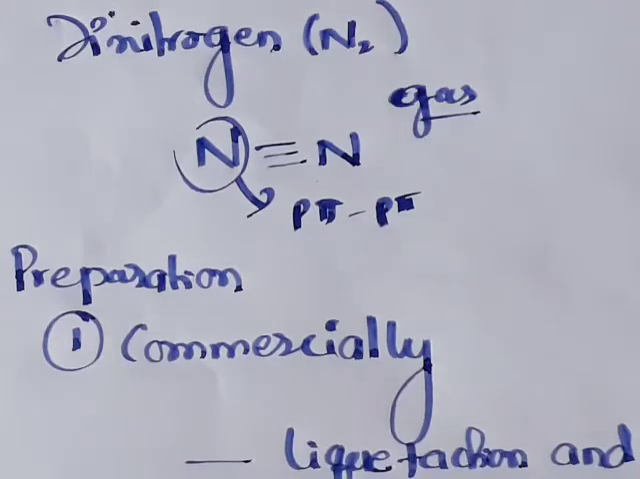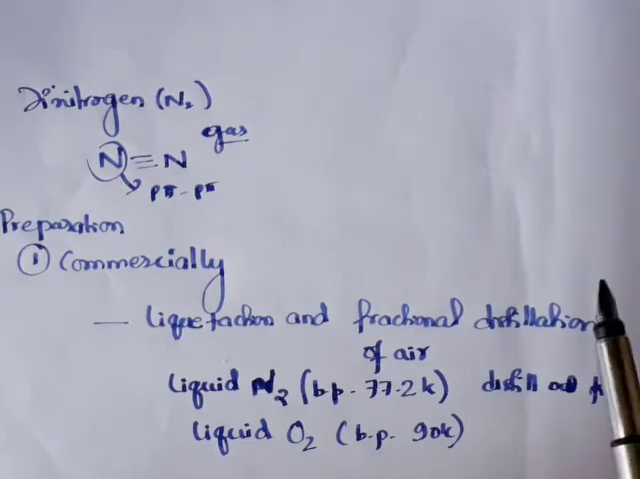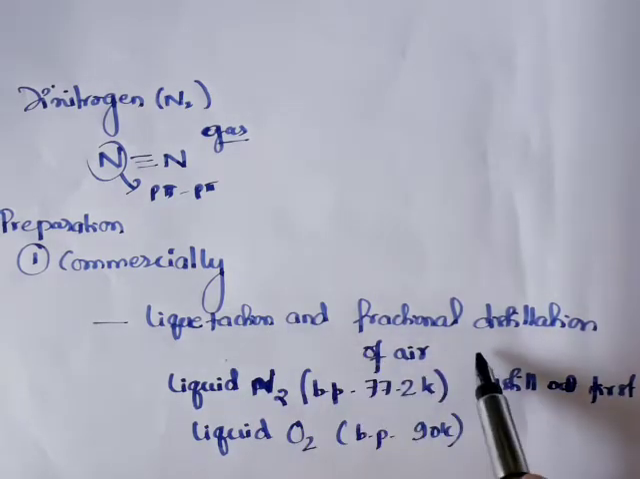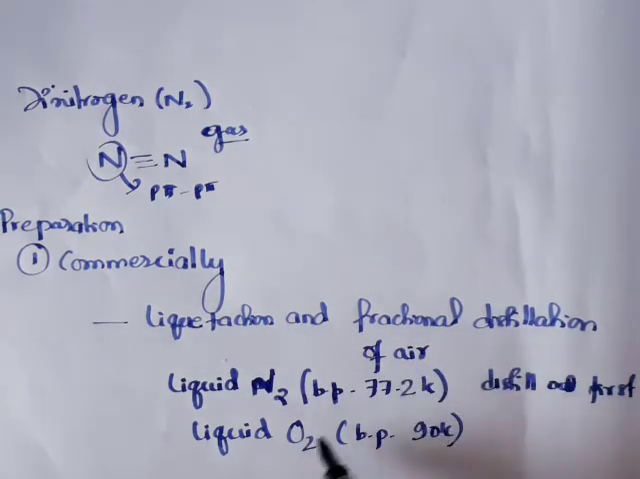Okay, now next we are going to discuss the preparation of nitrogen. Nitrogen is prepared commercially by liquefaction and fractional distillation of air. We know that air contains some oxygen, and it has a boiling point of 90 degrees, which is higher than that of nitrogen. So liquid nitrogen will distill out first, leaving behind the liquid oxygen.